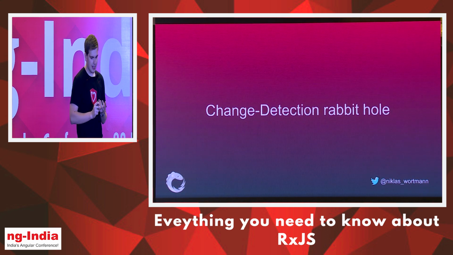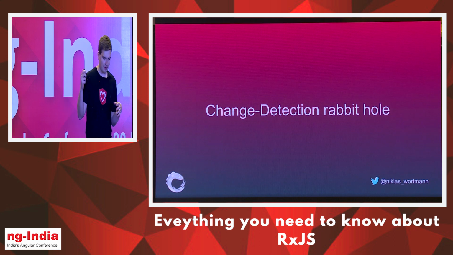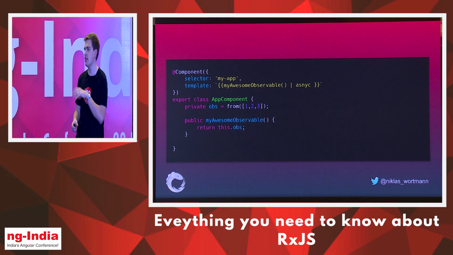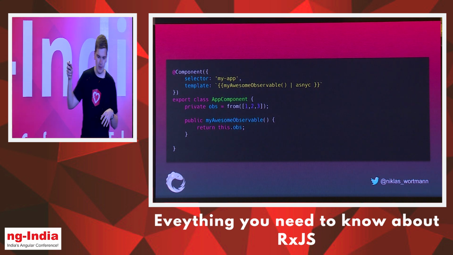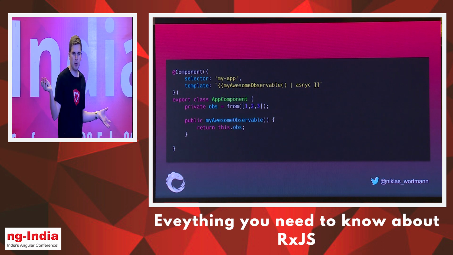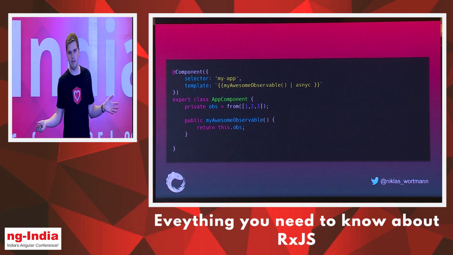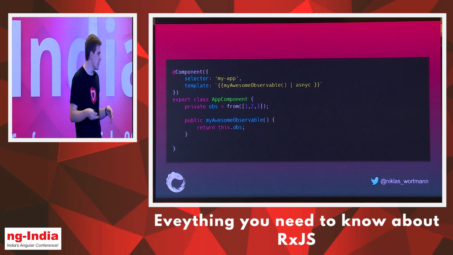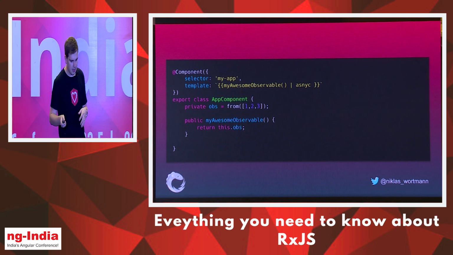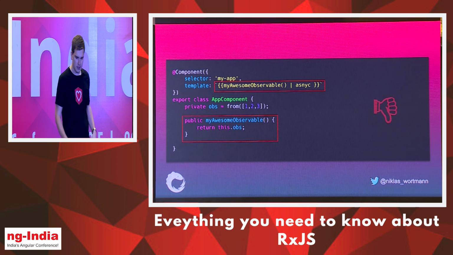So, change detection rabbit hole. Probably no one of you has a clue what this means. I like to refer to that term very much because I multiple times saw code like this. Everyone can read that, right? What we have is a private property, a private observable, exposed via a public function. Super common, right? In Java and pretty much every other programming language, you're doing it exactly like this because it's super good. But that's not that good here. Not good.